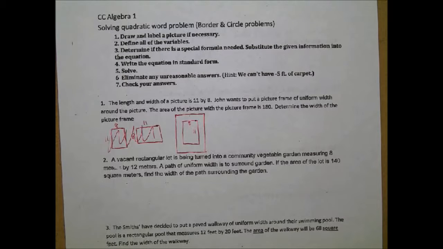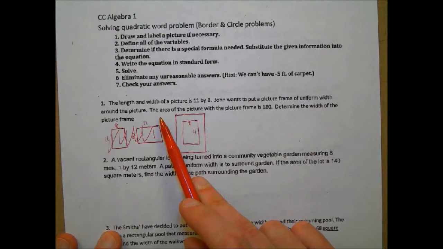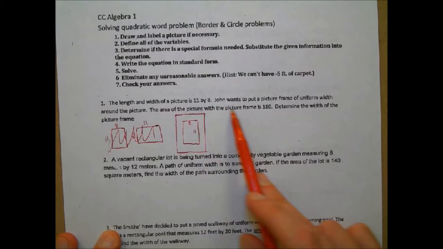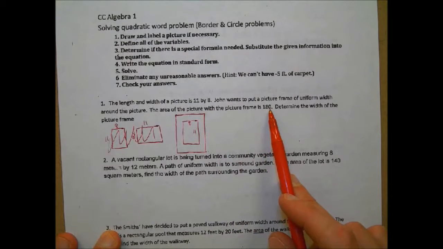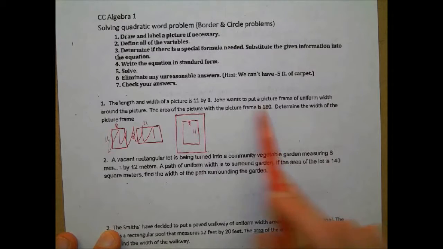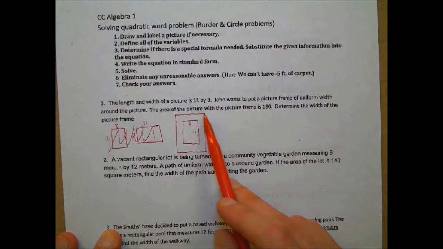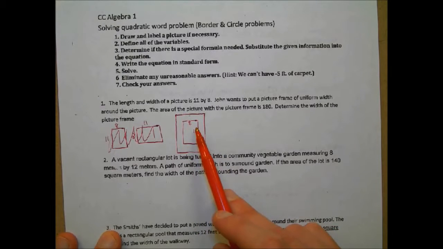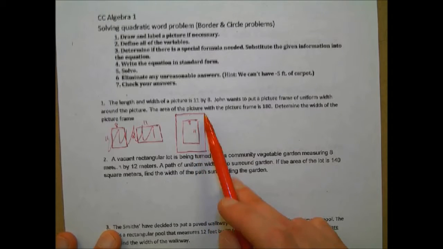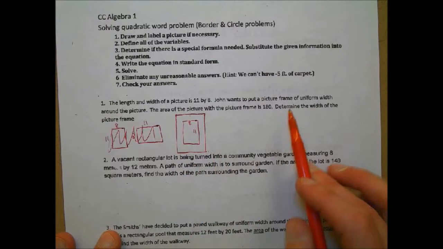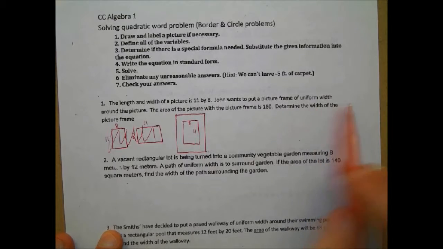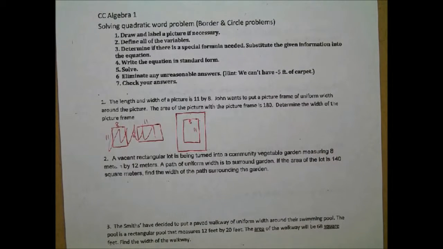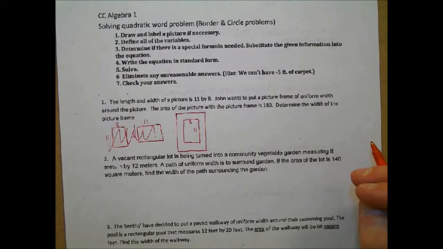Now, we know that the area of the picture with the picture frame is 180. The area of the picture with the picture frame. So that means this total big rectangle here, the whole thing, its area is 180. We don't know the area of the small one, well, I guess we can figure that out, but the whole area here is going to be 180. We're trying to determine the width of the picture frame. I can see where this could be tricky, so I'm going to be a little bit careful here.